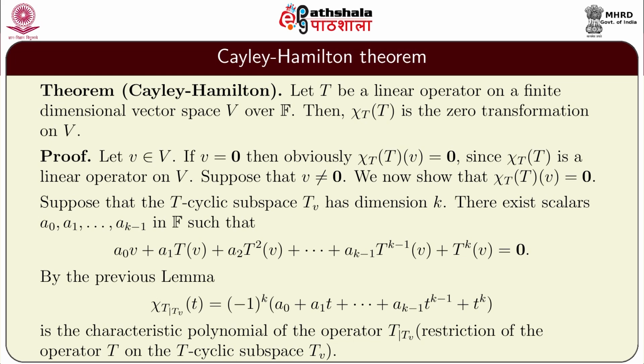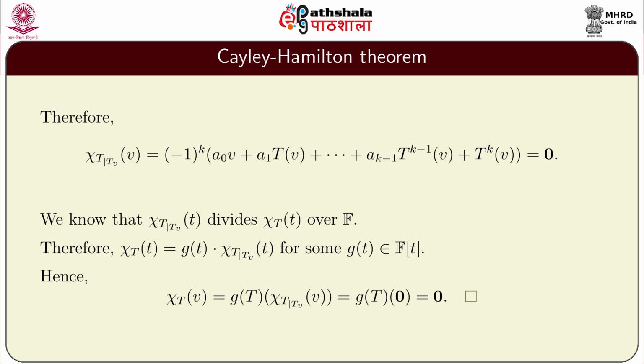And by that lemma which we stated, the characteristic polynomial of T restricted to T v is given by that polynomial, minus 1 raised to k multiplied by A0 plus A1 T and so on A k minus 1 T to the power k minus 1 plus T to the power k. Therefore, chi T restricted to T v of v is minus 1 to the power k multiplied by A0 v plus A1 T v and so on A k minus 1 T to the power k minus 1 v plus T k v, and that is equal to the 0 vector.